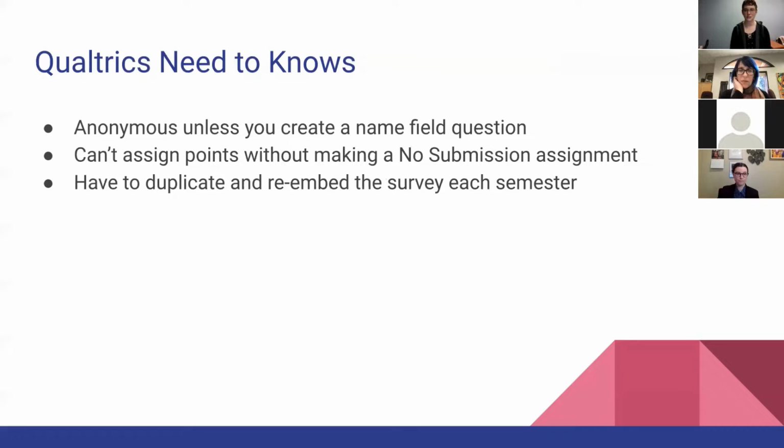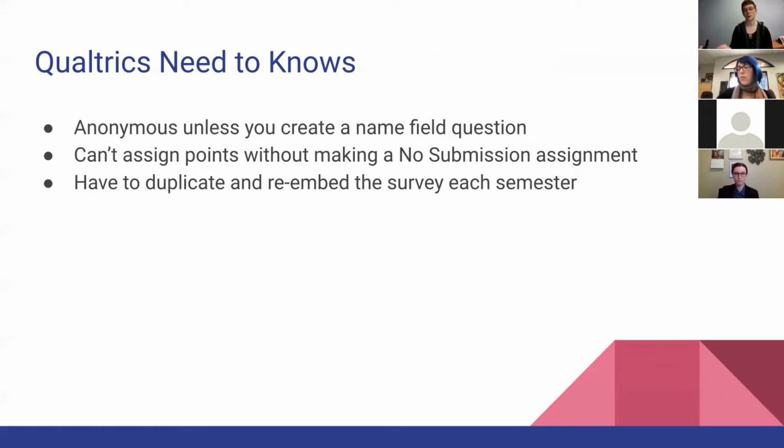Full disclosure up front, here are the need-to-knows, or the reasons you might not want to use Qualtrics. The surveys are going to be anonymous unless you put a "what's your name" question in your survey. It's just an anonymous link, and the students can actually submit to it more than one time. So there's no way to know who's doing your survey unless you put a question about who they are.